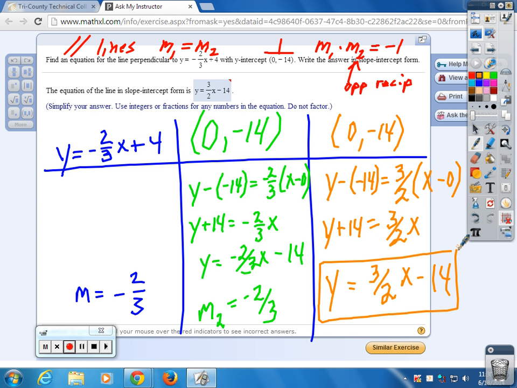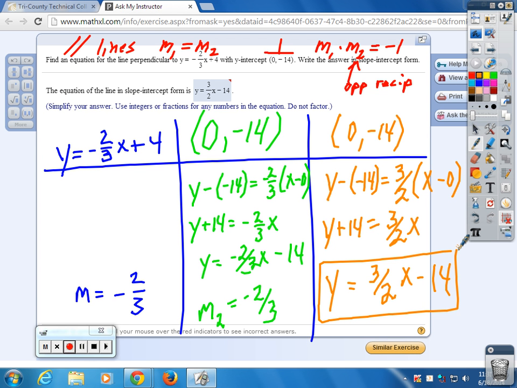Now, the reason I tell students to use both the parallel and the perpendicular is it gives you extra practice for each problem. For each problem, you're doing an additional problem. If they ask you for parallel, you're doing an extra perpendicular. If they ask you for perpendicular, you're doing an extra parallel. And it gives you extra practice. And that's how you do that.